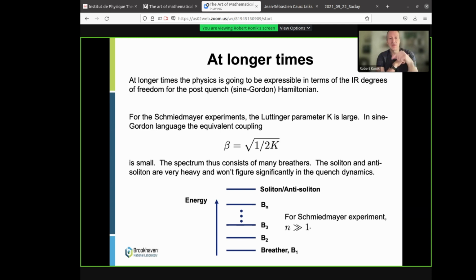As I've said, for the Schmiedmeier experiments, the Luttinger parameter K is large. And what this means in terms of the Sine-Gordon language, which we're more familiar with, is that I get a very small beta. So I'm in the semi-classical regime of Sine-Gordon, and the spectrum will thus consist of many, many breathers. Not two or three, but maybe on the order of 100 in the Schmiedmeier experiments. And the soliton and anti-soliton will be very heavy and at least won't figure significantly in the quench dynamics as we understand them.